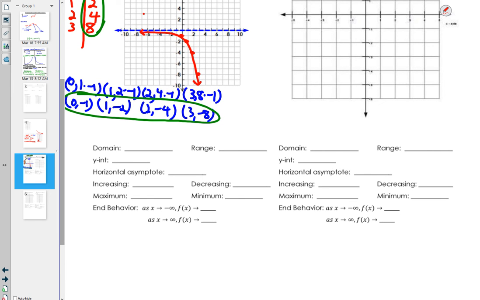What's the domain here? Yeah, that's all it's going to be. All our numbers. We'll just use interval notation. Negative infinity to positive infinity. What's the range? Yeah, you can either write negative infinity to 0, but make sure the 0 has a parenthesis. That is important. If you put a bracket next to 0, it's wrong. Or you can just write y is less than 0. Where is this touching the y-axis? It was one of the points that we plotted up here.